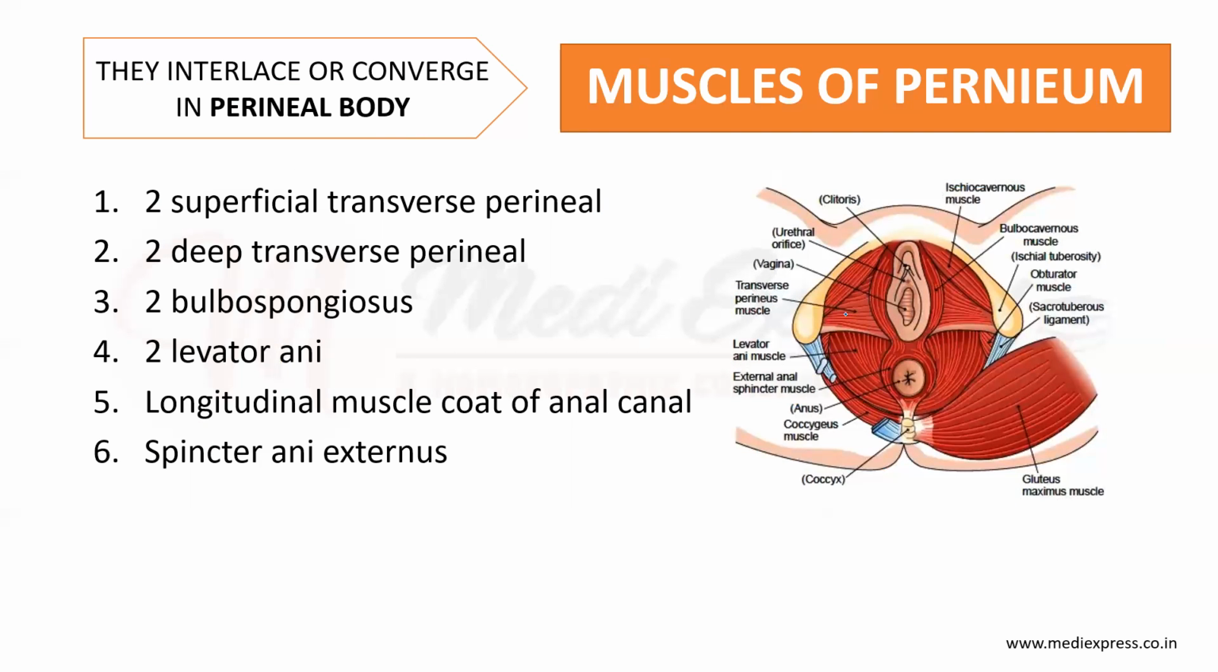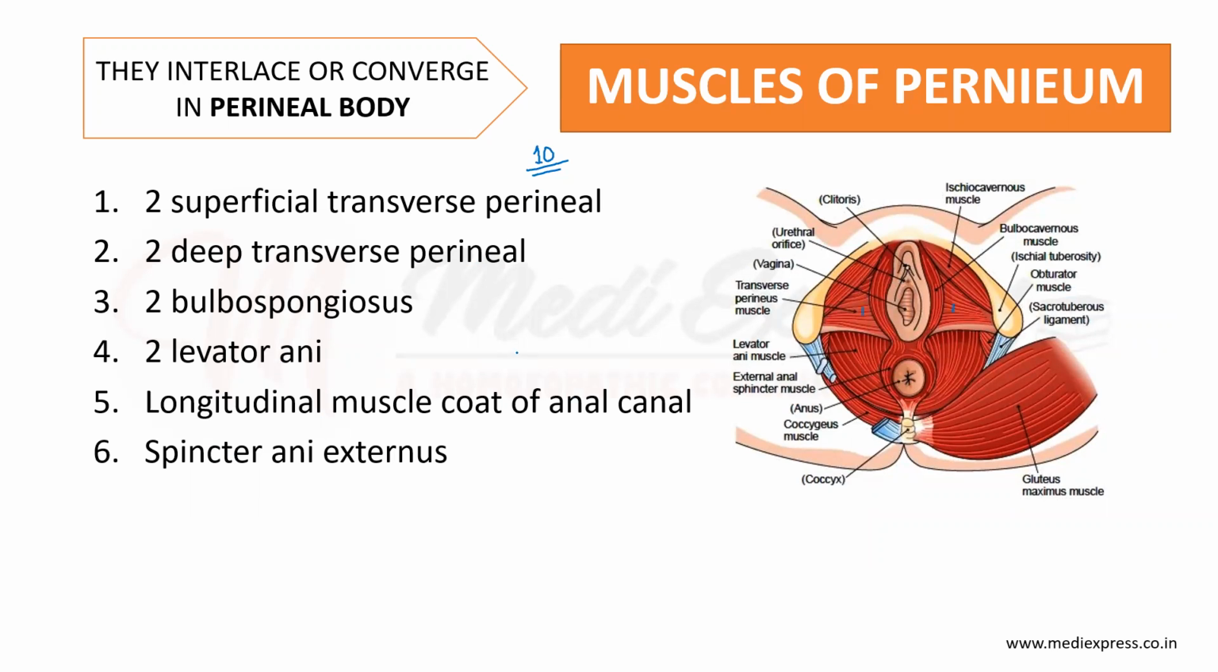We have two, one over here, other one over here. We have two deep transverse perineal, and beneath that, we have deep transverse perineal. We have two bulbospongiosus. We have two levator ani. We have longitudinal muscle coat of the anal canal as well as the sphincter ani externus. So totally we have 10 muscles in the perineum.